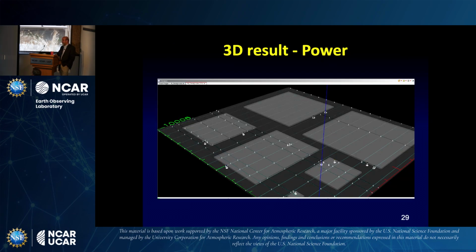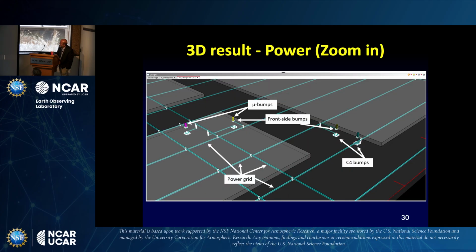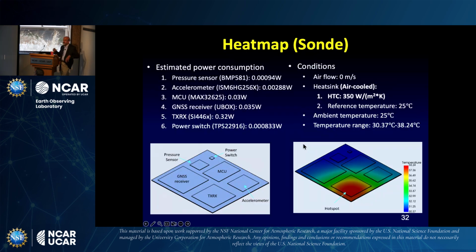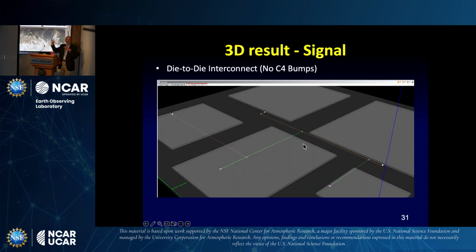Another cartoon of the power supply grid on the interposer, again a perspective view. Some more zoom in on the power supply. You can see the C4 bumps and also the micro bumps. And then these are some signal connections that are routed. You can see 4 or 5 chips here, and there's some signals on these chips getting connected to other signals as well.